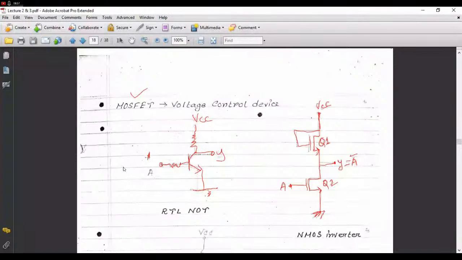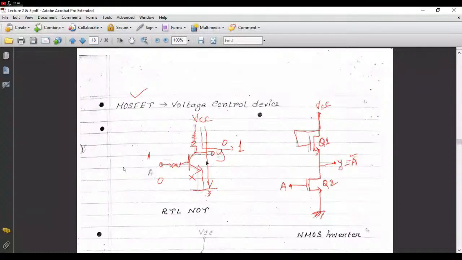If a 1 is given over here, what will happen? It flows from VCC towards the ground and output is 0. If a 0 is applied over here, transistor turns off and electricity flows from VCC towards output. We get a value of 1. So this is how a RTL NOT gate works.